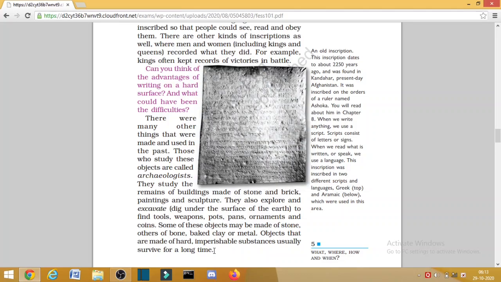Objects, things which are made of hard substances, those are imperishable substances. Imperishable means that which will last forever or for a long time. Objects that are made of hard, imperishable substances usually survive for a long time.